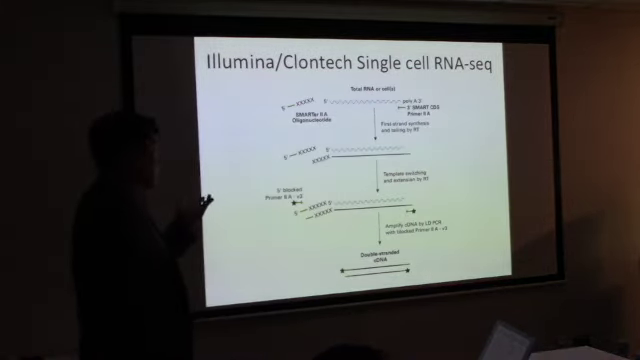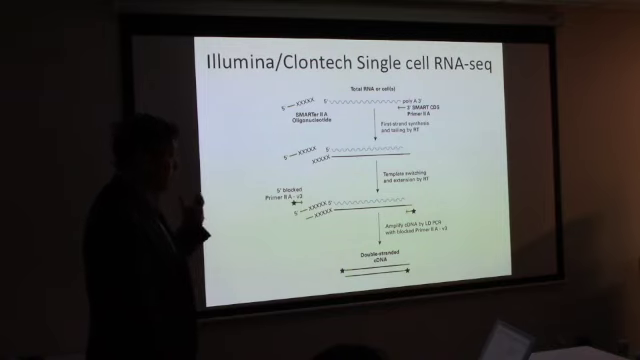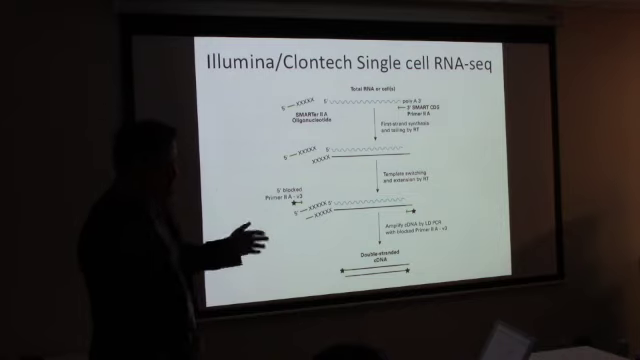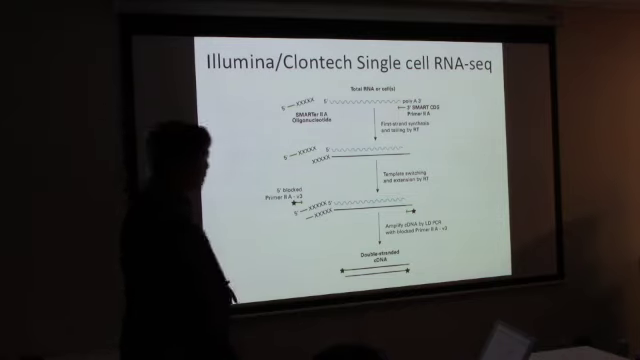So this is the newer one that most people are using. This is like Clontech, single cell RNA-seq. Now they call it HT. It used to be V1, V2, V3, V4. It's just sort of the same iteration, I think. So it's the same thing.